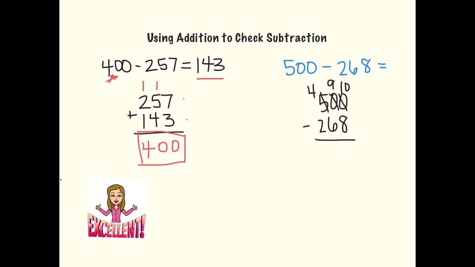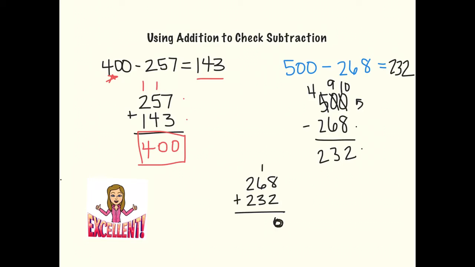10 minus 8 is 2. 9 minus 6 is 3. And 4 minus 2 is 2. Now, I could just go ahead and say, boom, done, found my answer. But I want to double check using that addition. So I'm going to add the two numbers together to see if I get the total 500. So 268 plus 232. 8 plus 2 is 10, carry the 1.